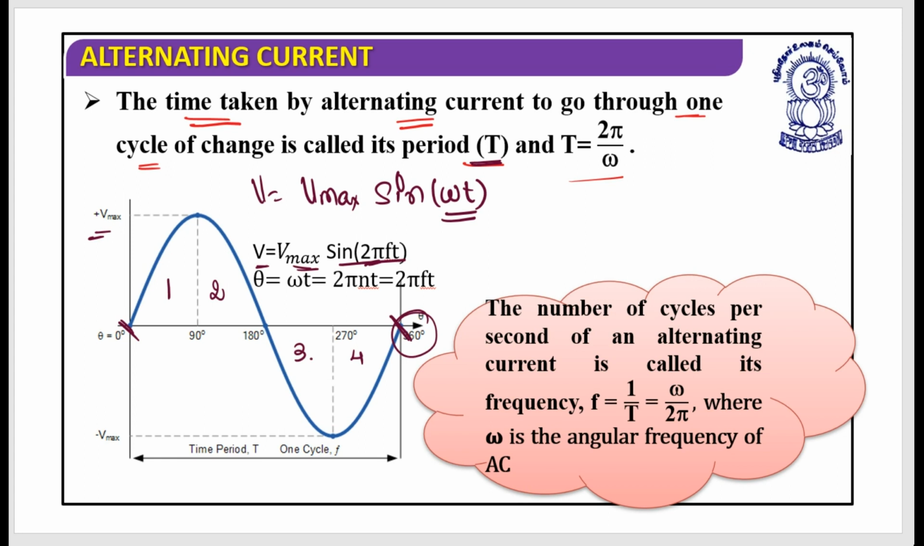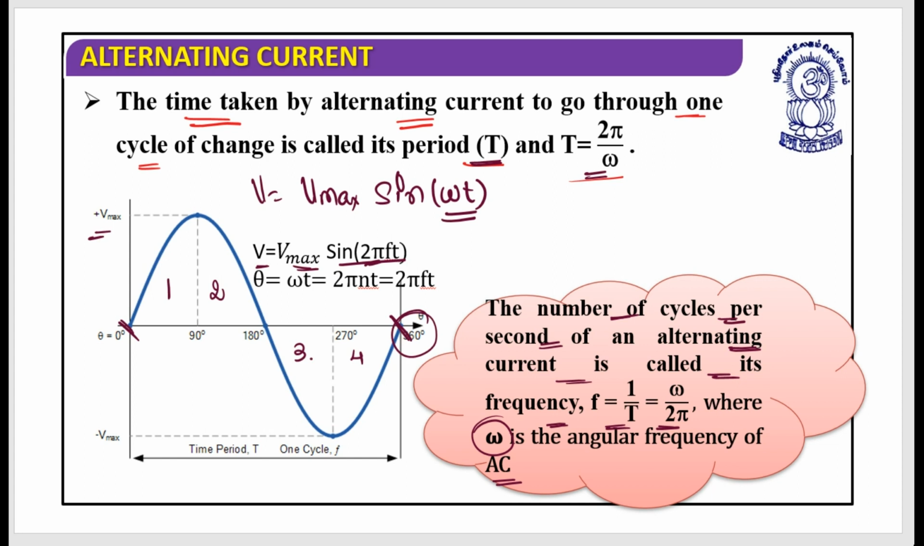Yes? Great. Now let's define one more term, that is what we call the frequency. It is the number of cycles per second of an alternating current that is called the frequency. And that frequency could be written as f equals 1 by T, and that would be equal to omega by 2 pi, where omega is the angular frequency of AC.